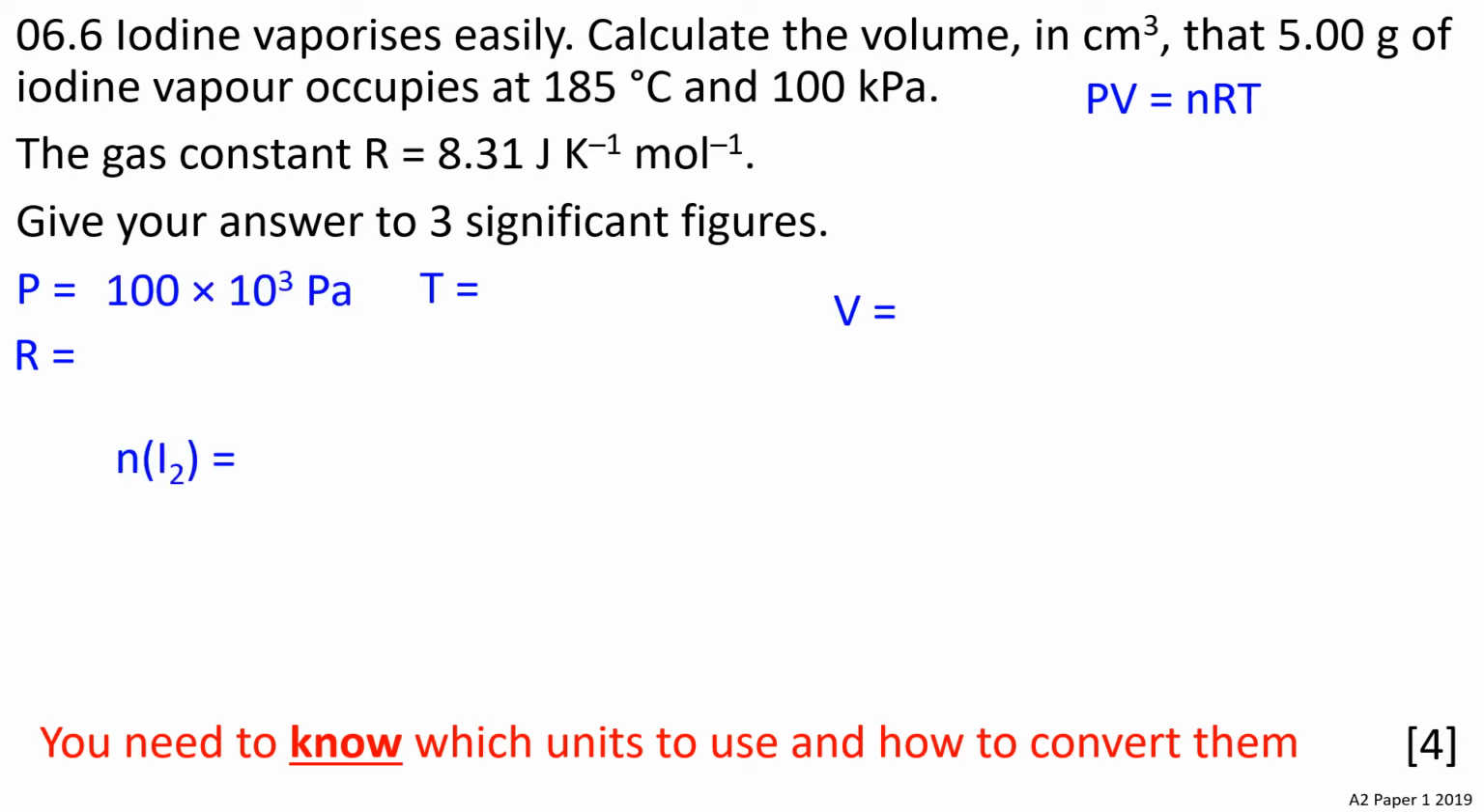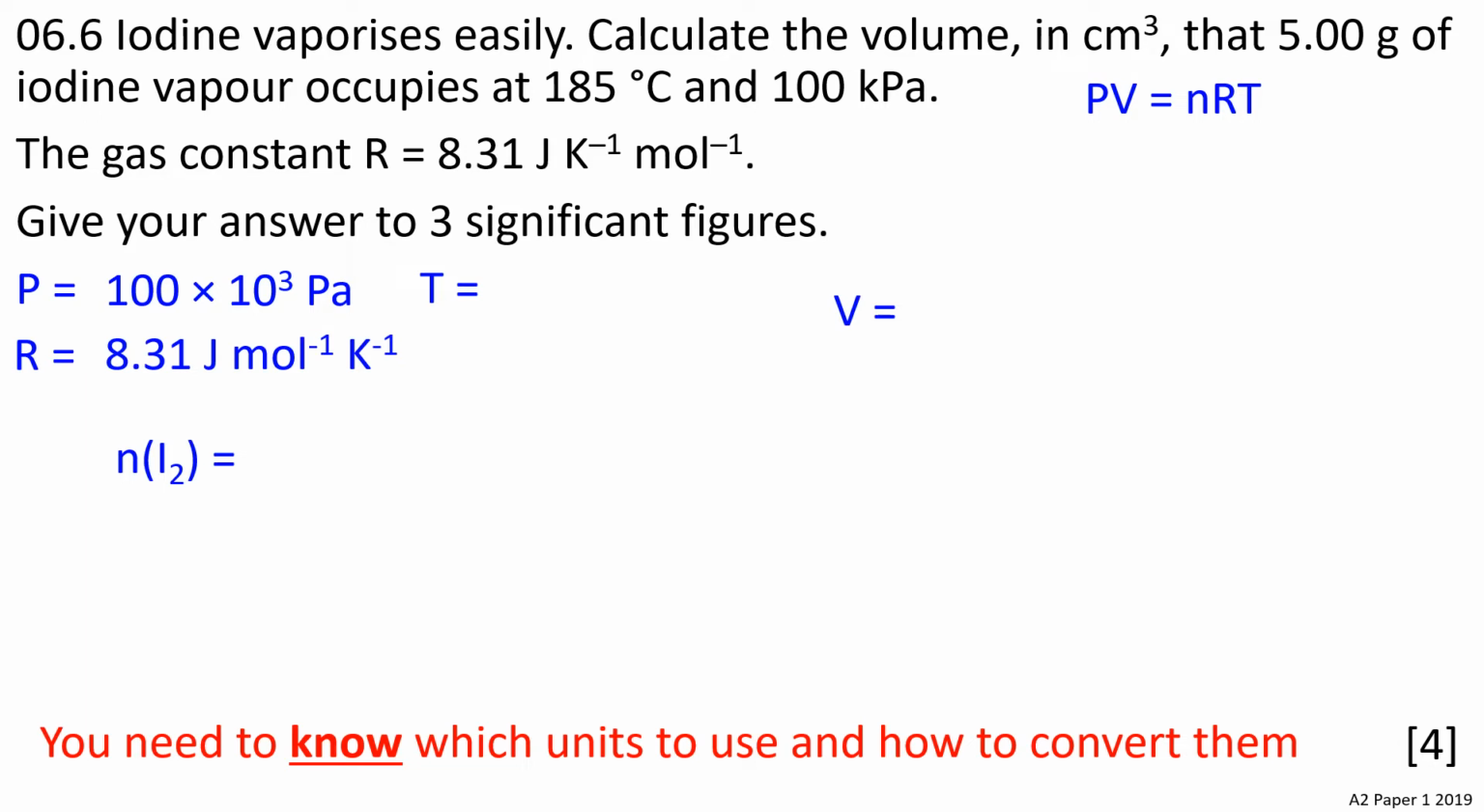So we're given our pressure in kilopascals, so to convert that to pascals, which is what we need, we multiply by 1000 or times 10 to the power of 3. We use SI units when we're dealing with the ideal gas equation.